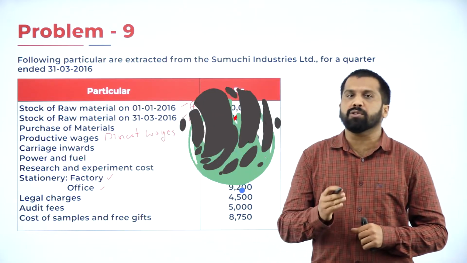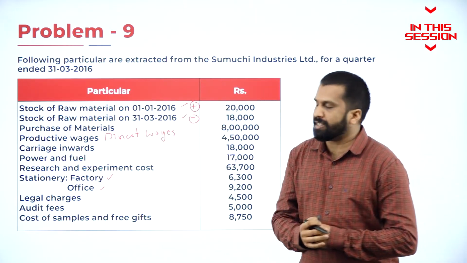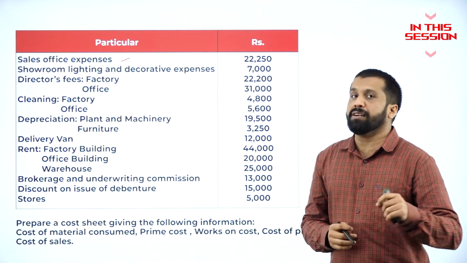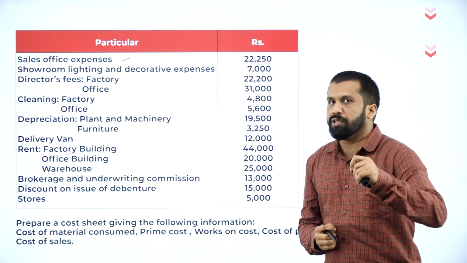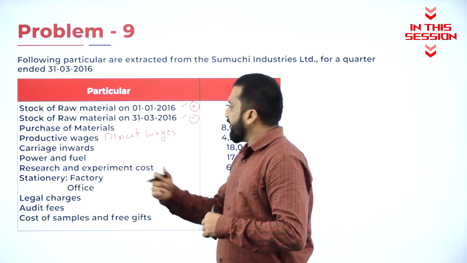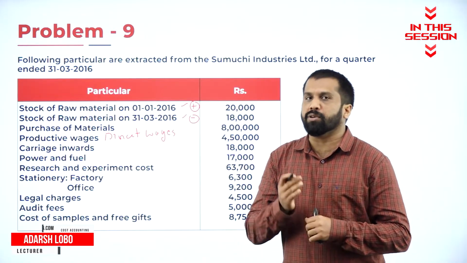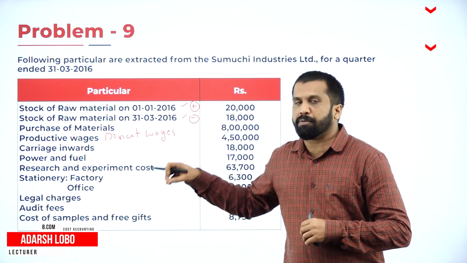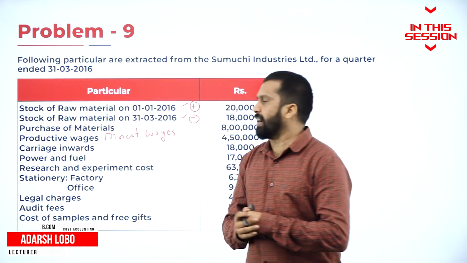Legal charges goes to your office and administration. Delivery van comes under where? Delivery van comes under your selling and distribution. Your experiments and research they made, those research and experiment in the production department, it happens in factory.